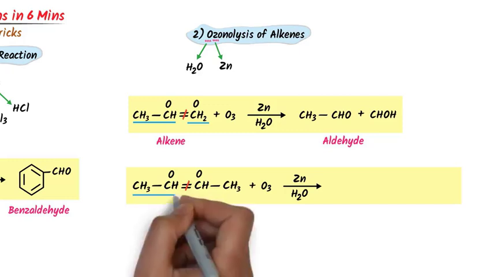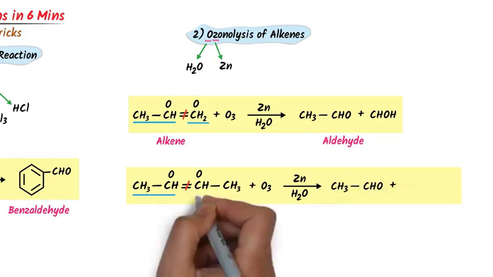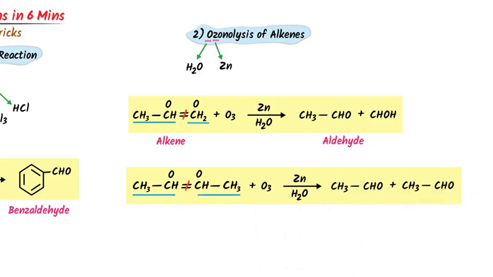I place oxygen on this carbon and oxygen on this carbon. I get CH3CHO and CH3CHO. Therefore, using ozonolysis of alkenes, we can convert alkenes to aldehydes.